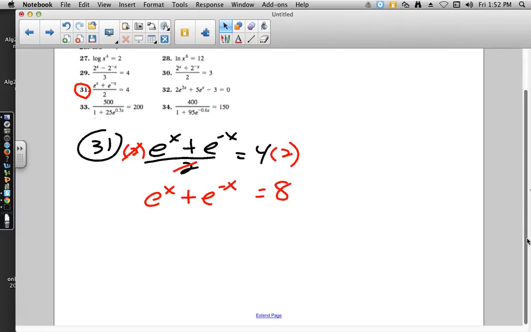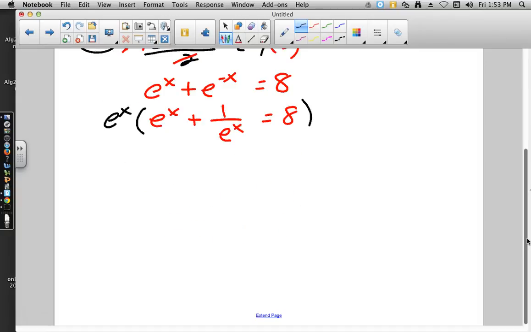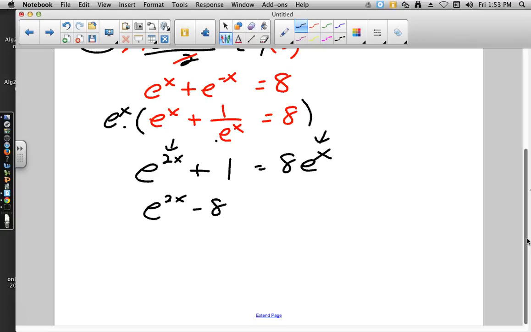So now we look at this and we say, wait a minute, they left a negative there. That is not cool. You can't do that. You're supposed to simplify them. And now we have a fraction which we would rather not work with, so we're going to multiply everything by e to the x, and that'll give us e to the 2x plus 1, because these will cancel, equals 8e to the x. And again, we see that we have a squared term and we have a first power term, so e to the 2x, subtract the 8e to the x from both sides.